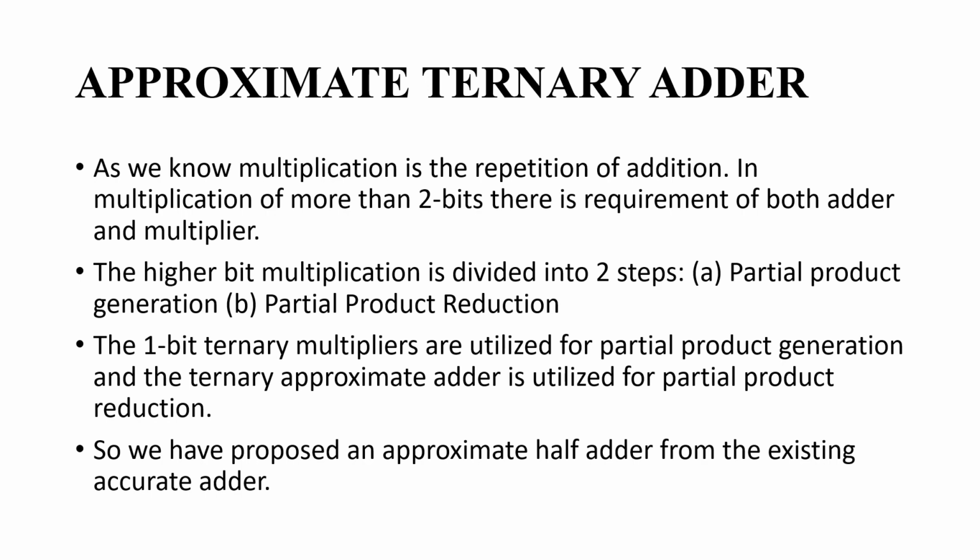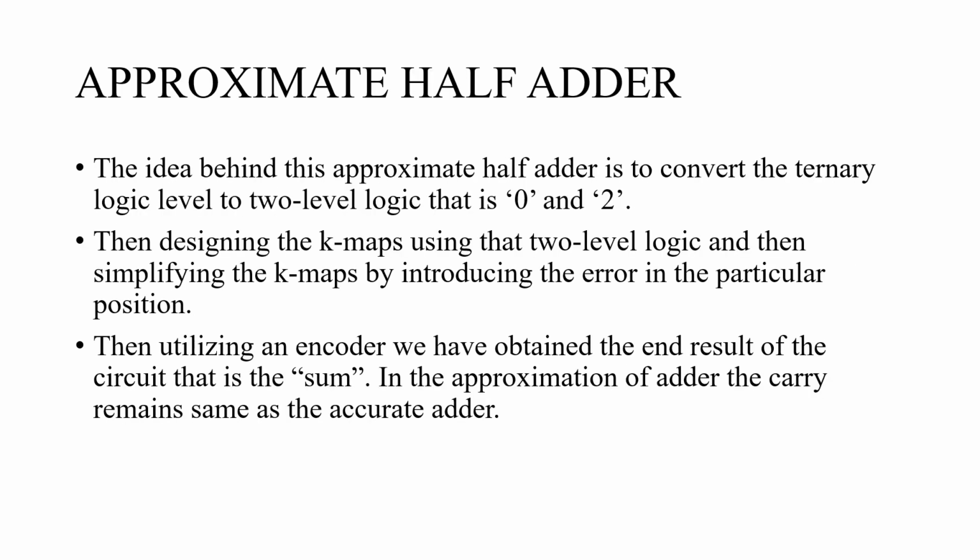higher bit multiplication. So we have designed an approximate ternary half adder, based on the idea of converting the ternary logic level into 2 logic levels, that is using 0 and 2. Then we design the k-maps for that 2-level logic, and simplify the k-maps by introducing an error in particular positions. Then utilizing an encoder, we obtain the end result of the circuit, that is the sum. Even though inputs are only 0 and 2, using the encoder we obtain 1 as an output. In this approximation of the half adder, the carry circuit is not approximated; it remains the same as the accurate adder.